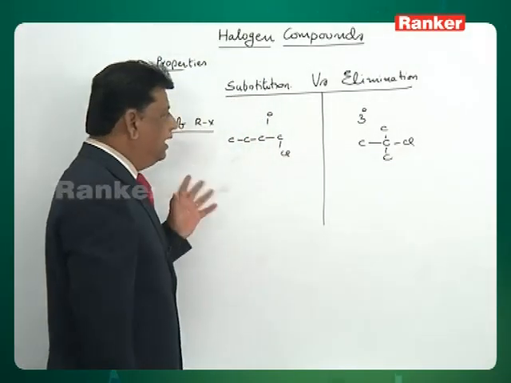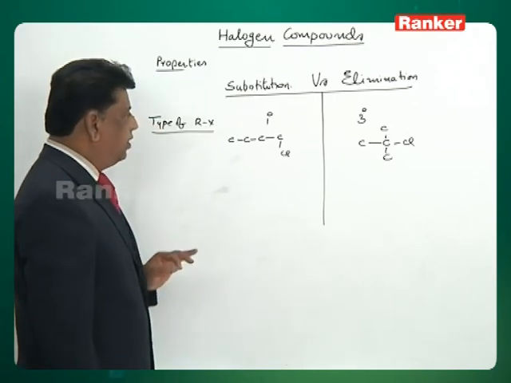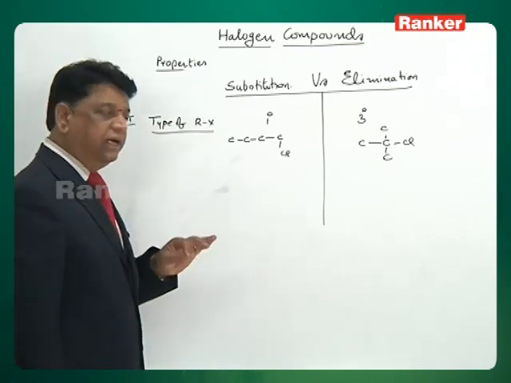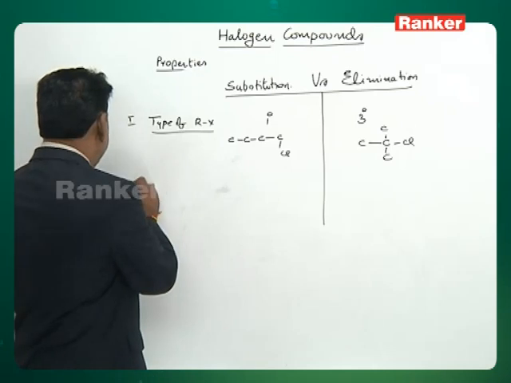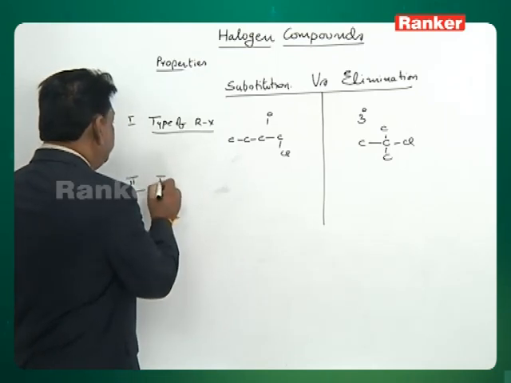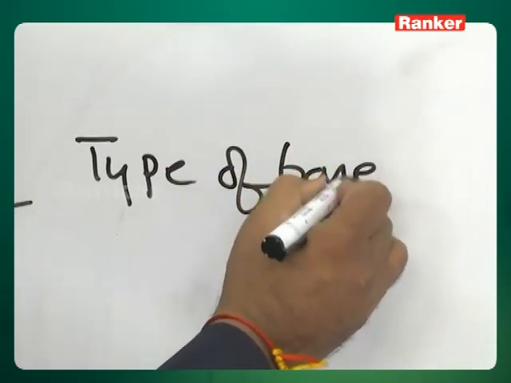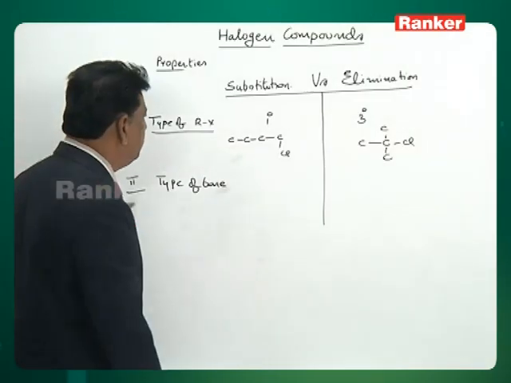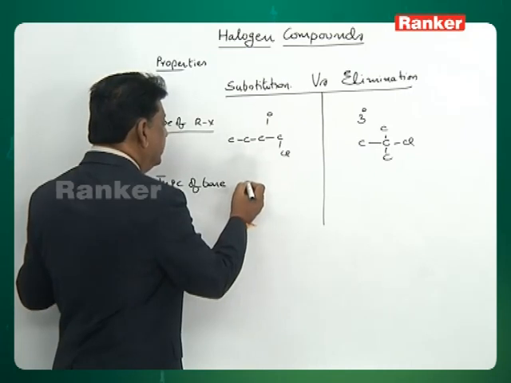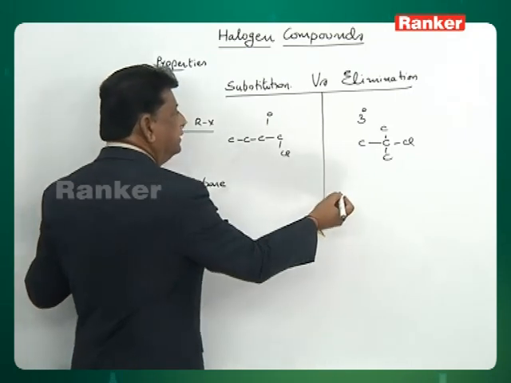Both are alkyl halides. If the reagent is common, the nature of the alkyl halide will decide to some extent. Another factor is the type of base. What type of base, what nucleophile I am using. The stronger the base, the more elimination.